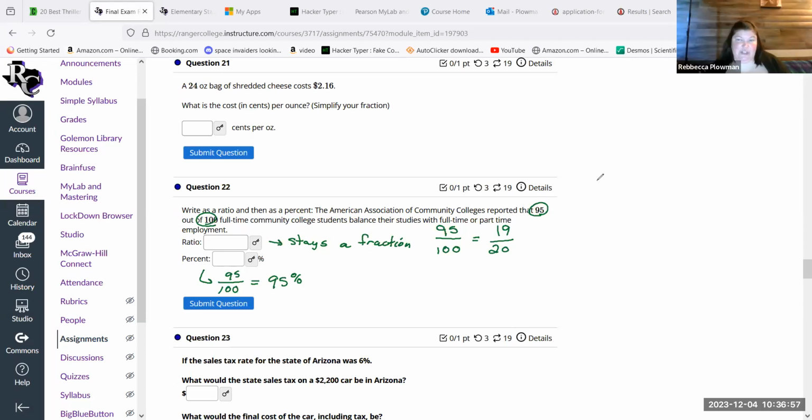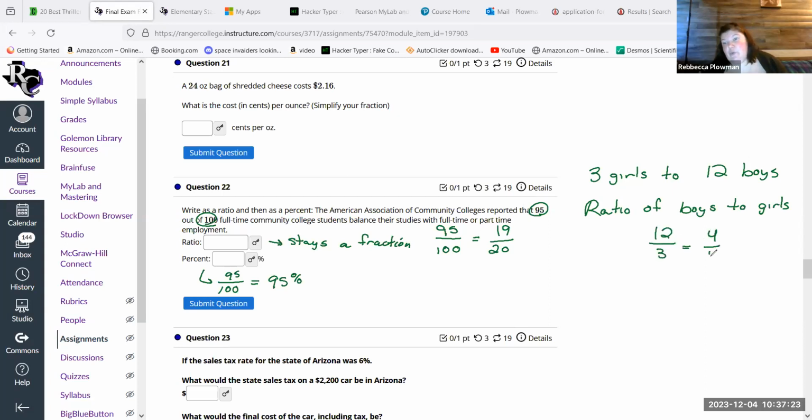A lot of the ratios that we did in class were something similar to 3 girls to 12 boys. This was one we did an example of. So I did a ratio of boys to girls. You'd end up with 12 boys over 3 girls, which turns into 4 over 1. You'd still keep your answer as 4 over 1 if you're talking about a ratio.